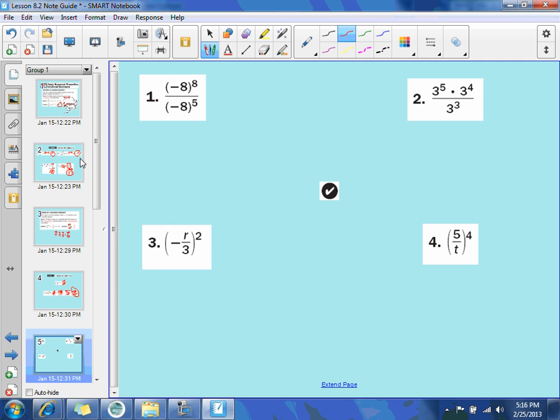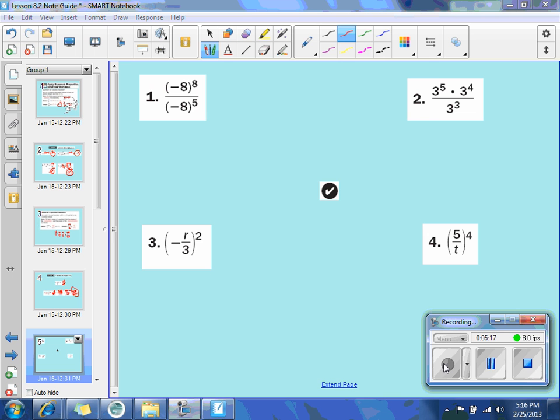Here are your checkpoints. Why don't you try to solve them, and then check your answer here in a second. So pause. All right, and we're back. Those should be your answers.